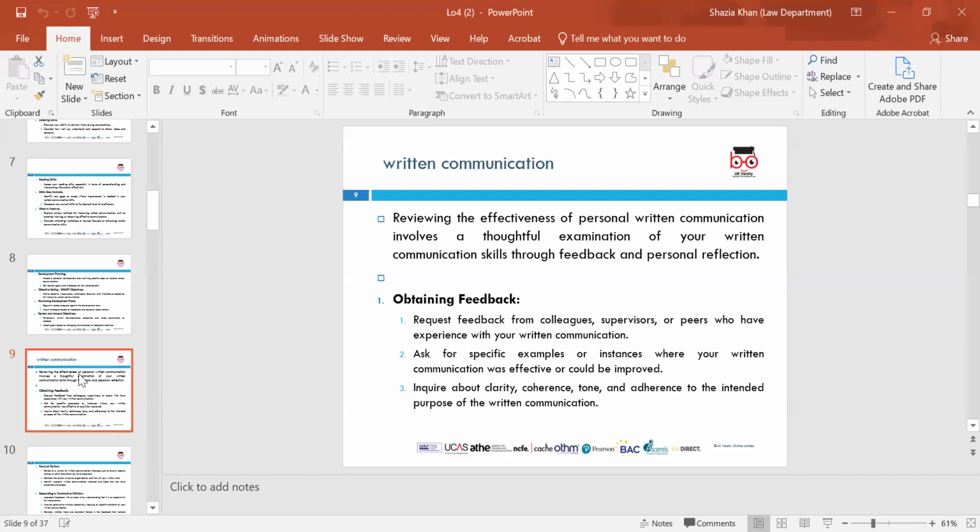Also, inquire about clarity, coherence, tone, and adherence to the intended purpose of the written communication. So these are important, so you're able to understand what is happening within the communication you have identified.